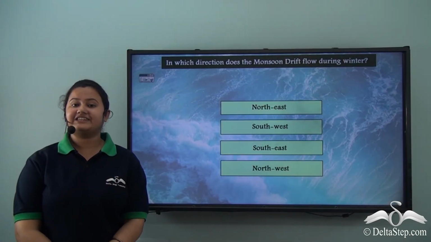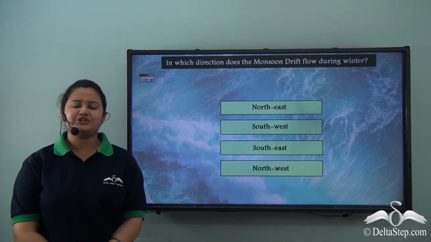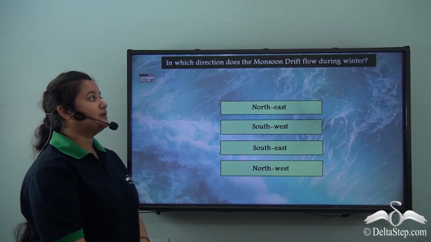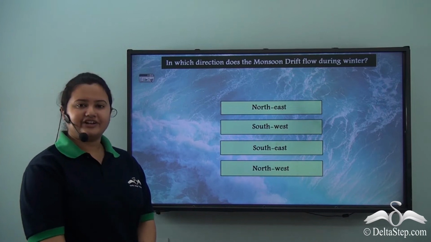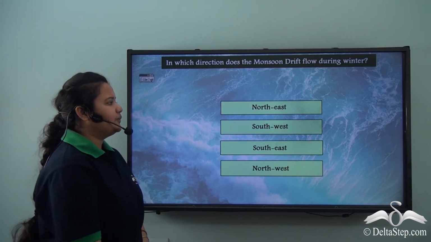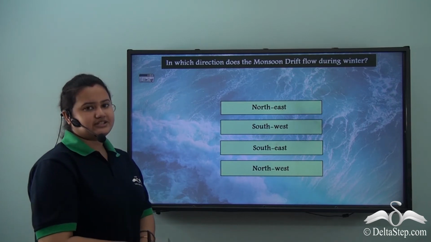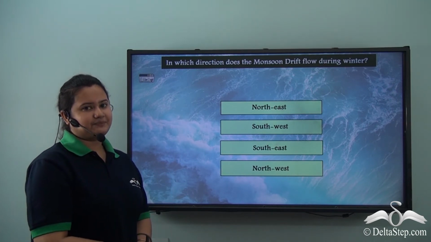Before we proceed with our lesson further, can you help me to answer this question? In which direction does the monsoon drift flow during winter? Does it flow in the northeast direction, southwest direction, southeast direction, or northwest direction?